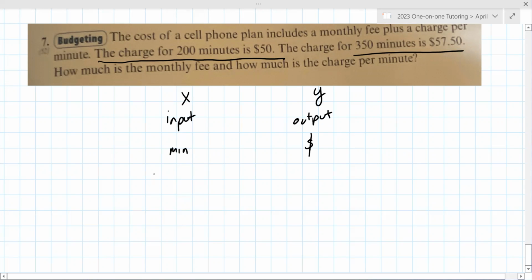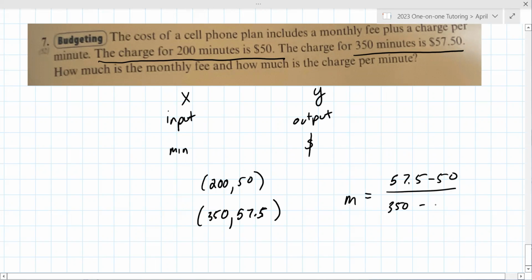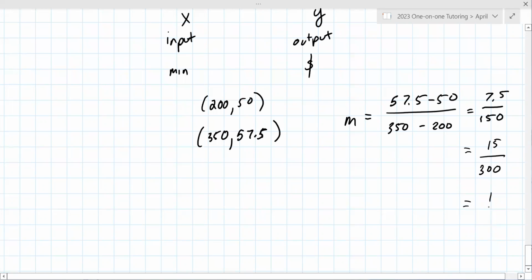So that gives you the ordered pairs here, 200, comma 50. Actually, let me put that right in the middle. 350, 57.5. Go ahead and calculate the slope, we're just short on time here. So 57.5 minus 50 over 350 minus 200. So that's 7.5 out of 150. You can do some things like doubling both numbers, which you wouldn't normally think to do, but then it works out a lot nicer because you can see that 15 actually goes into 300. It's 1 out of 20 or 0.05.